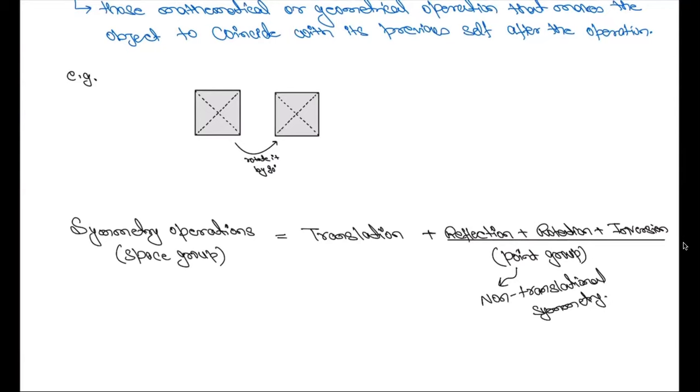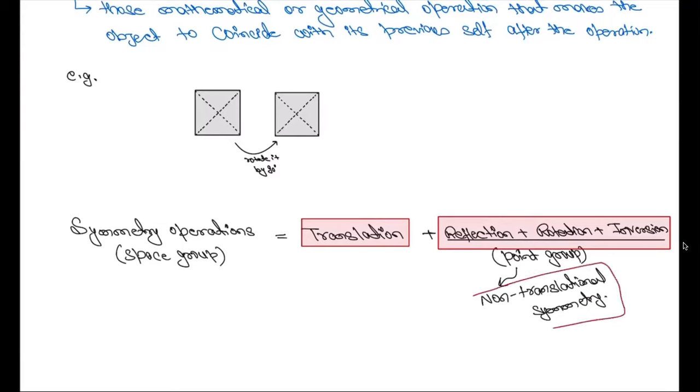We can have symmetry operations of two types. One is translational and another one is non-translational, right? The combination of both is known as the complete symmetry operation or the space group. Why we are saying it as space group, I will let you know. Translational plus non-translational symmetry is basically called the space group.